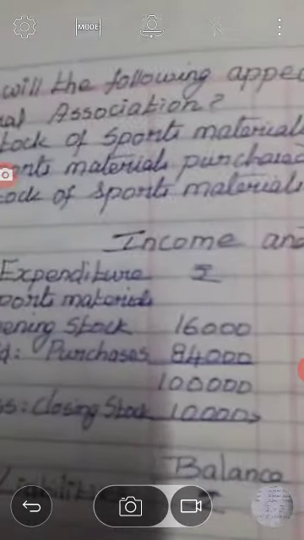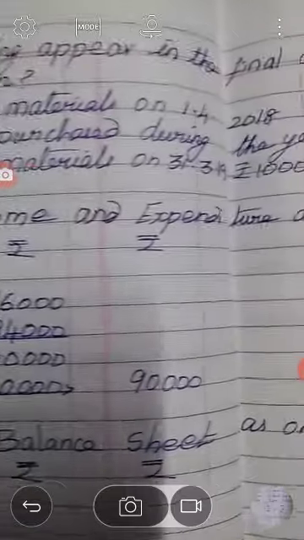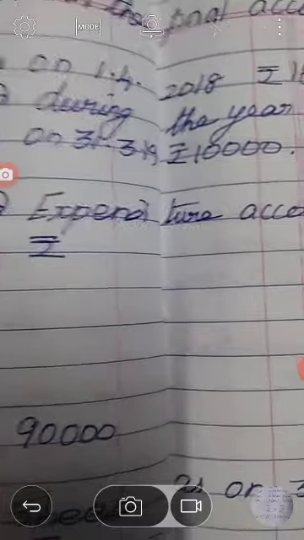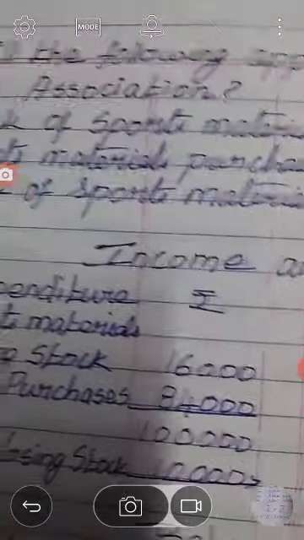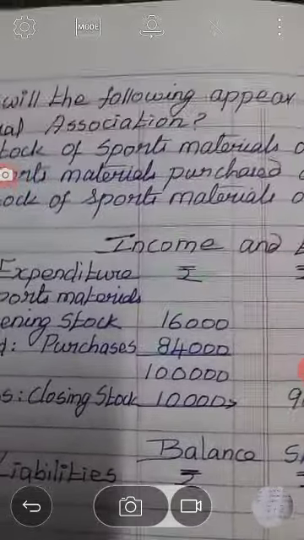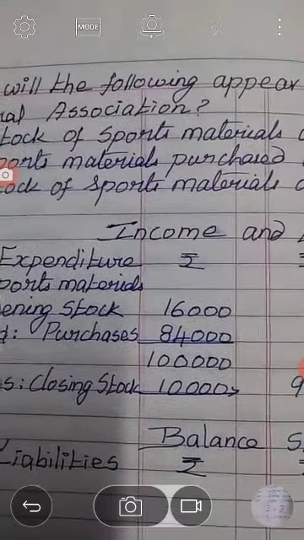Stock of sports materials on 1/4/2018, 16,000. Stock of sports materials purchased during the year, 84,000. Then stock of sports materials on 31/3/2019, 10,000. So the three items should be given in the problem. Opening stock should be given, then additional purchase during the year, then closing stock of sports materials should be given.